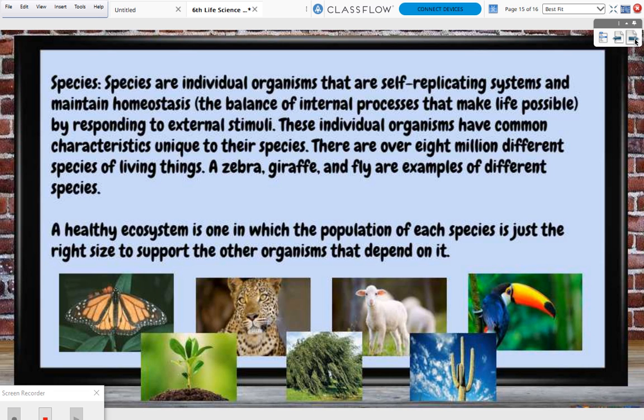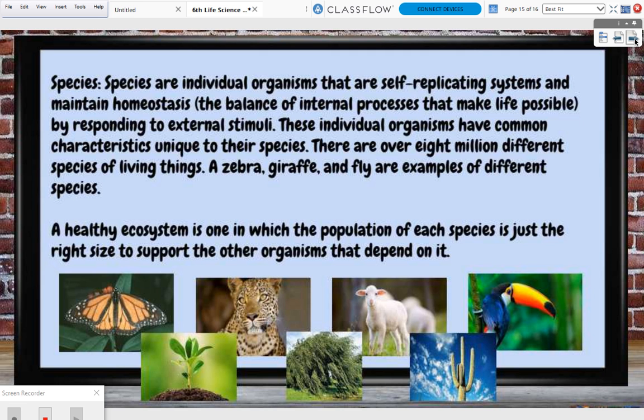So now let's talk about the species. Species are the individual organisms that are self-replicating systems and maintain homeostasis, which is the balance of internal processes that make life possible, by responding to external stimuli. These individual organisms have common characteristics unique to their species. There are over 8 million different species of living things. A zebra, giraffe, and fly are examples of different species. A healthy ecosystem is one in which the population of each species is just the right size to support the other organisms that depend on it.